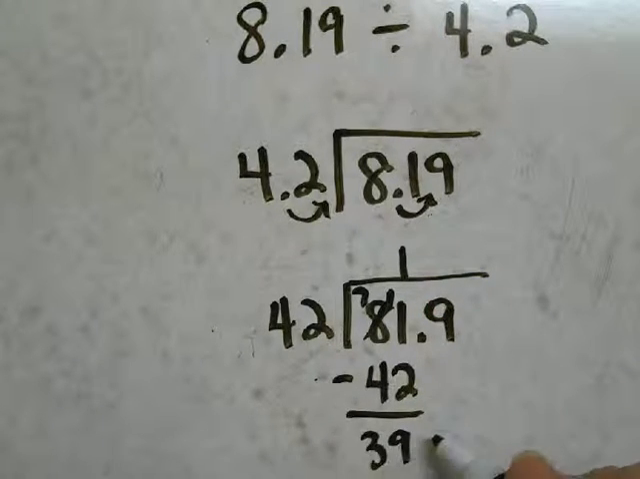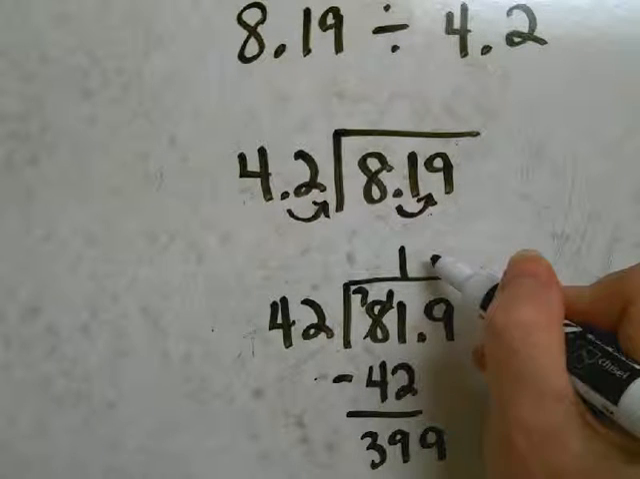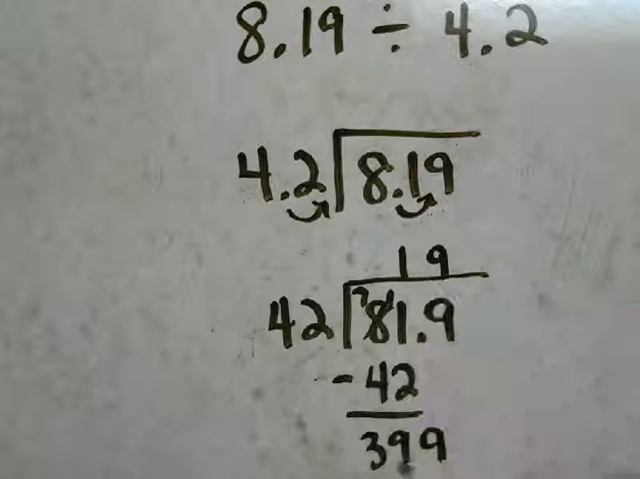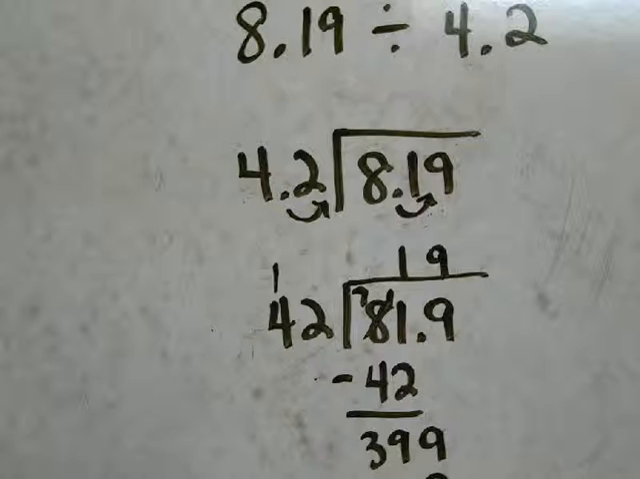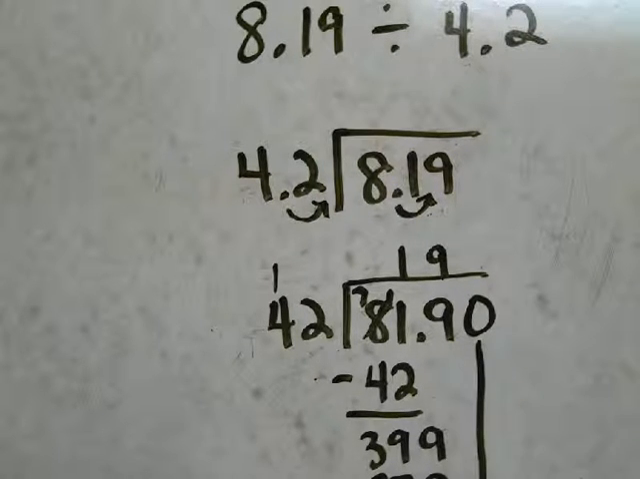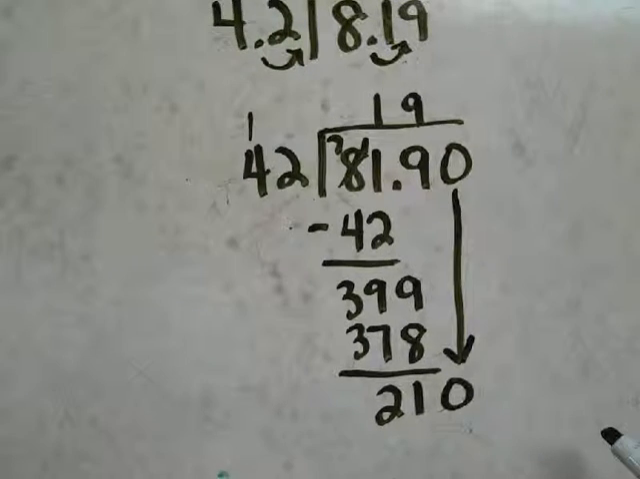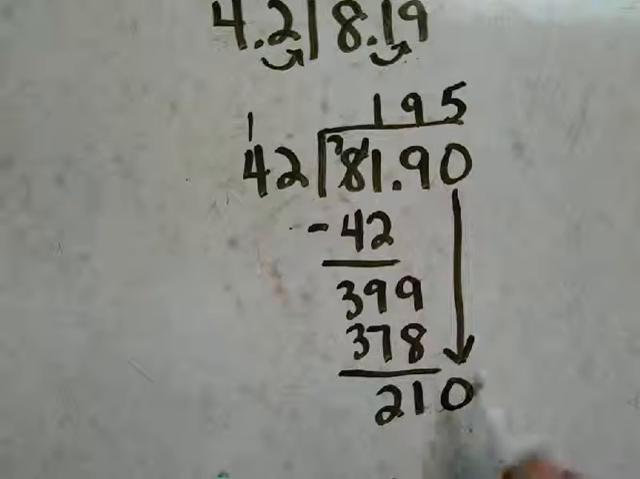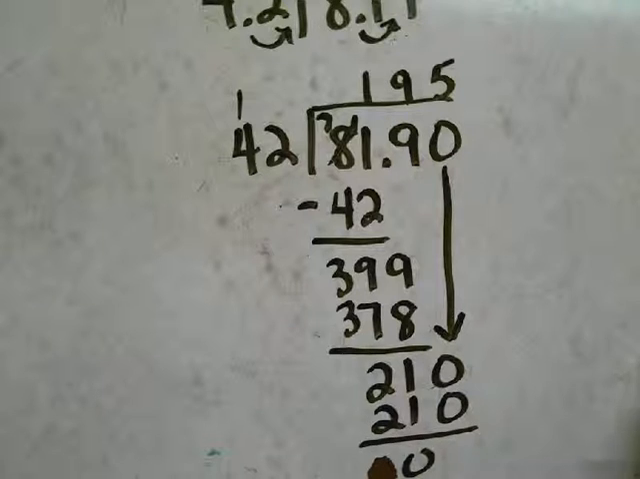And I can bring down the 9 here, and that's going to end up being, looks like about 9. 9 times 2 is 18. Carry my 1. 37. 21 here. I can add a 0 and bring that down because we don't have remainders here. And that's going to go in 5 times, which is going to be 210, and there's nothing left over there. My decimal point comes straight up.